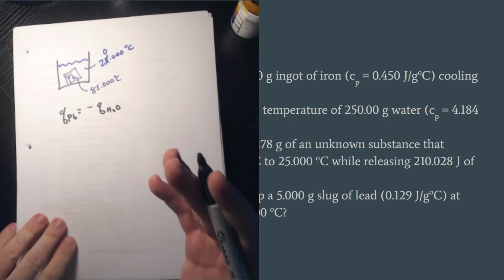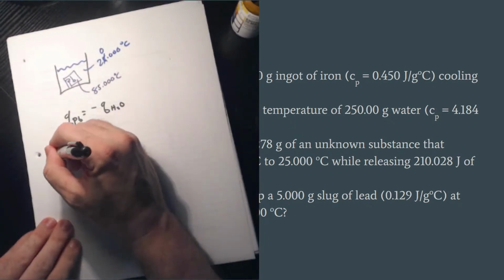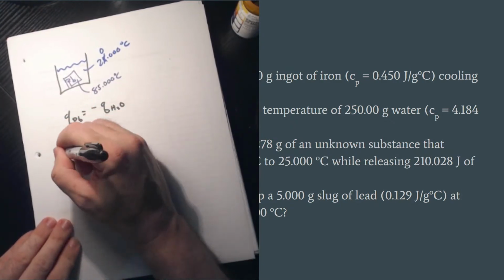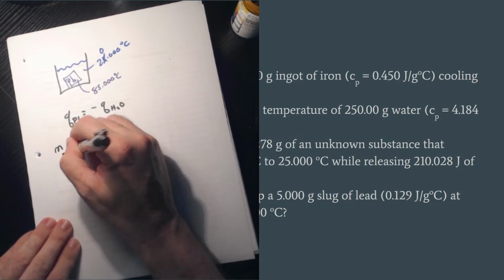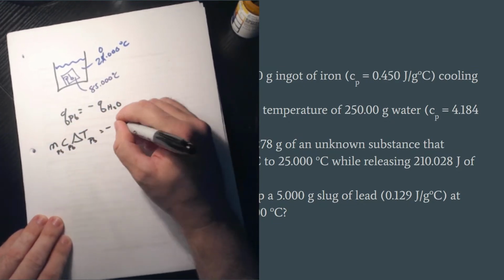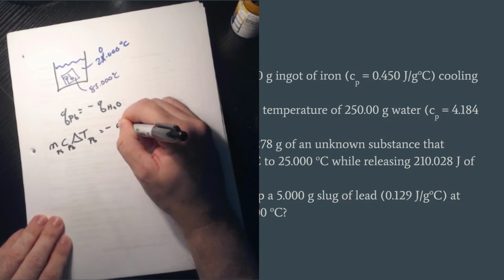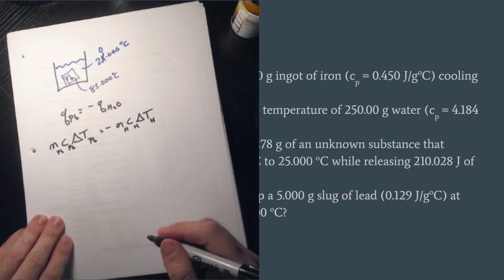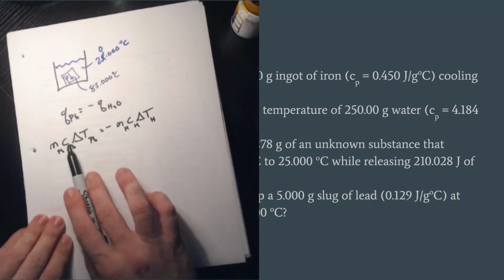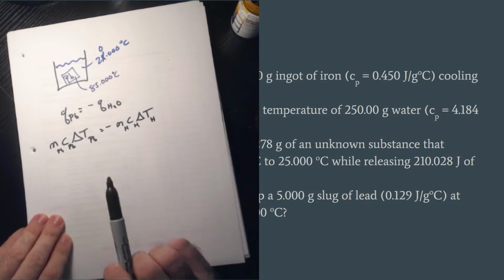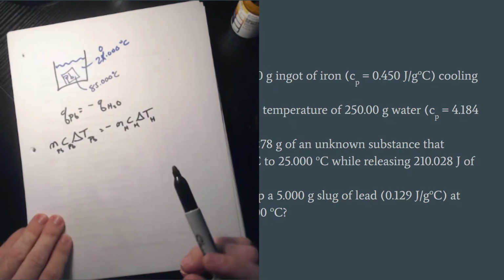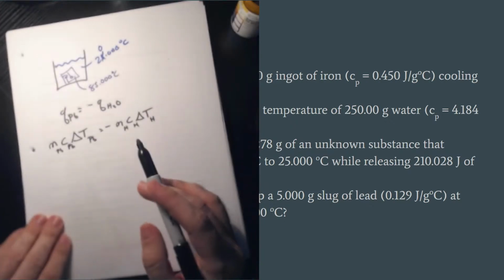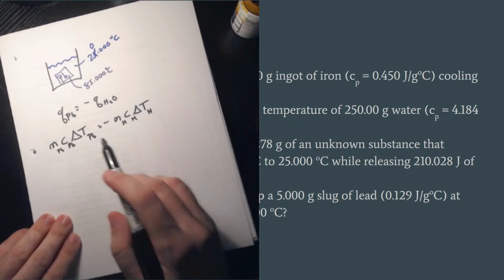So it doesn't even really matter what the Q values are. All we need is M, C, and delta T. For lead is equal to negative MC delta T for the water. I'm just going to use H for the water. All right. So we know the mass and the specific heat capacity of both of these guys. We don't know the change in temperature, but we do know the initial temperature for both of them, and we know they'll end up at the same final temperature.